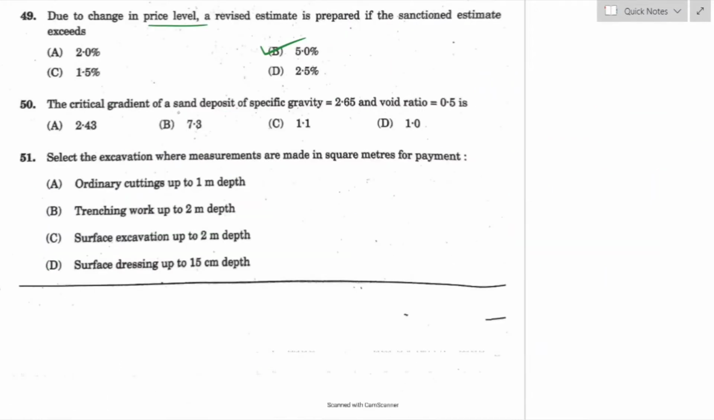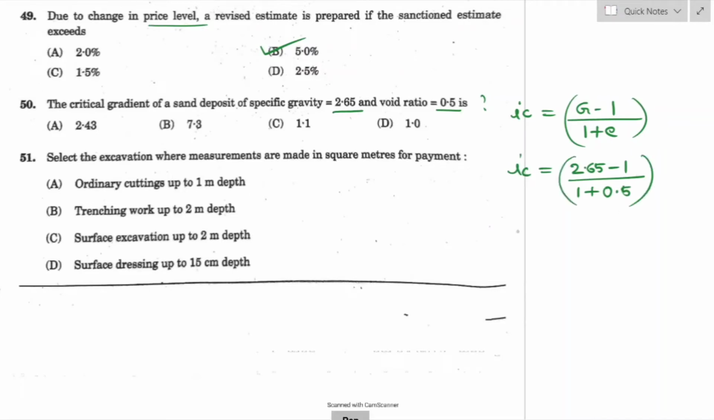Question number 50. The critical gradient of a sand deposit for a specific gravity of 2.65 and a void ratio of 0.5 is. We know that critical hydraulic gradient is given by the formula (specific gravity minus 1) divided by (1 plus void ratio). So critical hydraulic gradient will be (2.65 minus 1) divided by (1 plus void ratio). On solving this, the critical hydraulic gradient of the sand will be 1.1. So option C is the right answer.